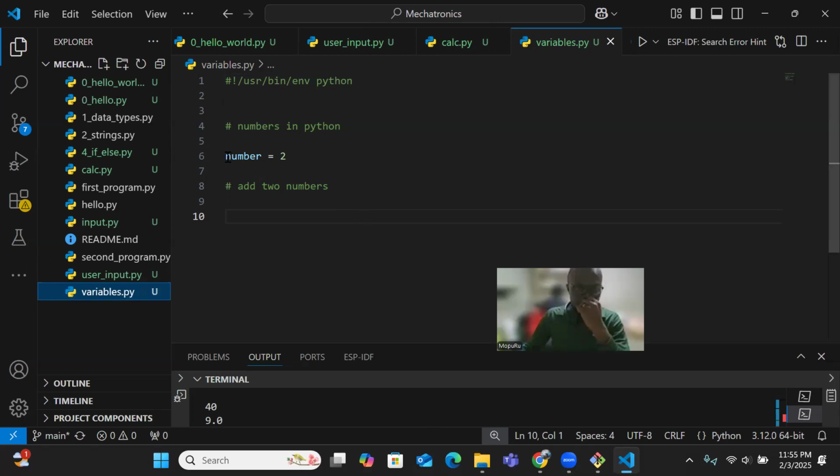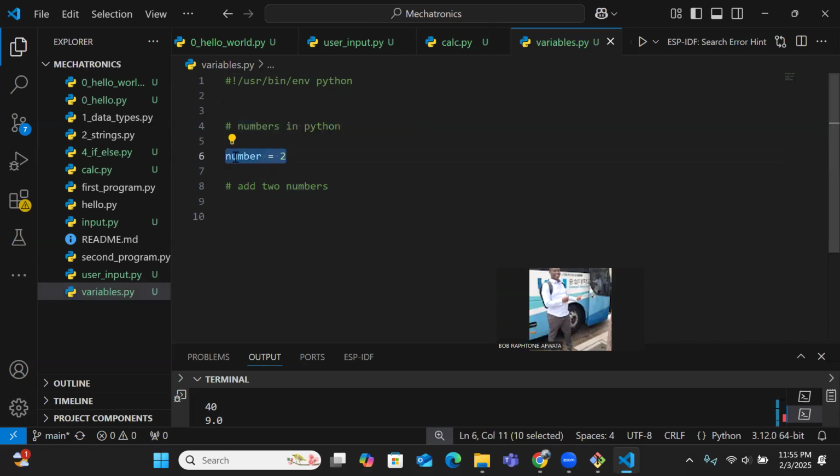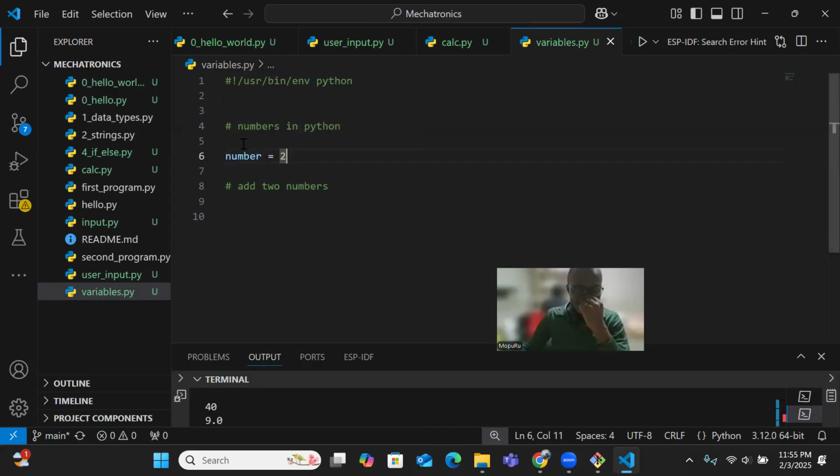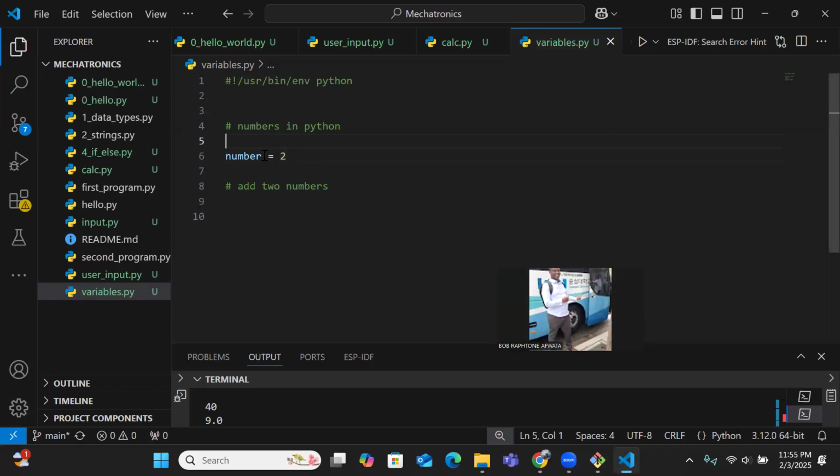So you see this number. We say the number is equal to 2. This is what is called a variable in programming. So a variable is a piece of memory, a piece of memory used to store data.